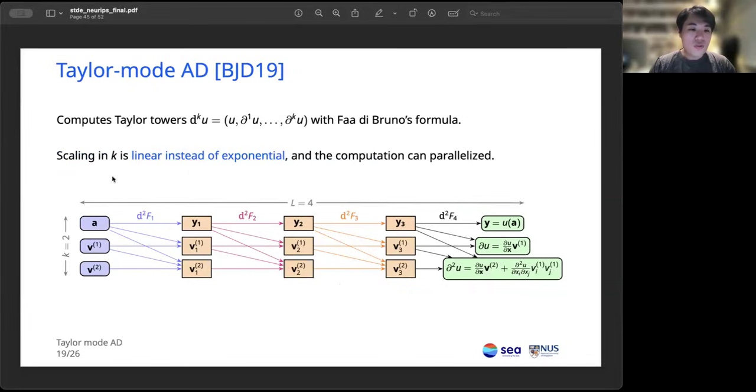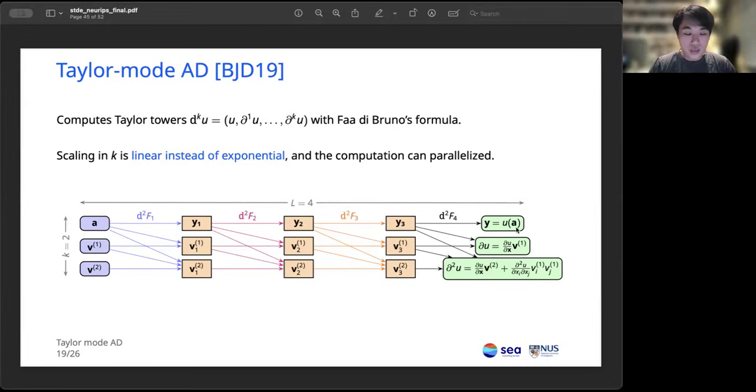And if we look at the compute graph, the scaling in k is linear because for each derivative order, it's just like in forward mode, there's an additional row of nodes, and they can either be computed all in parallel or sequentially using some recursion. But either way, the scaling in k is now linear instead of exponential.